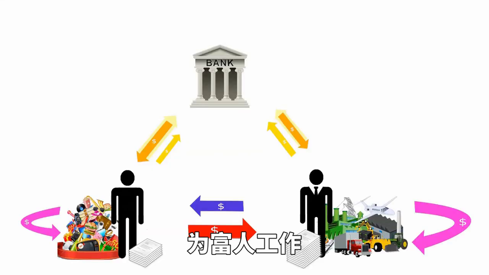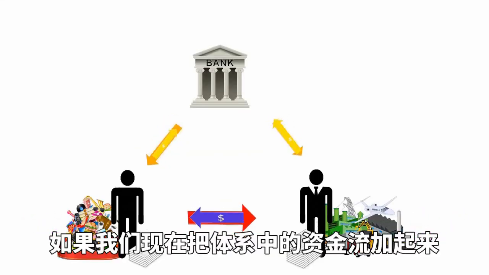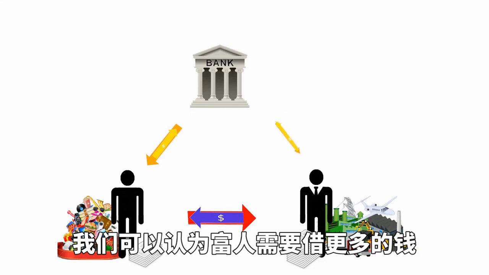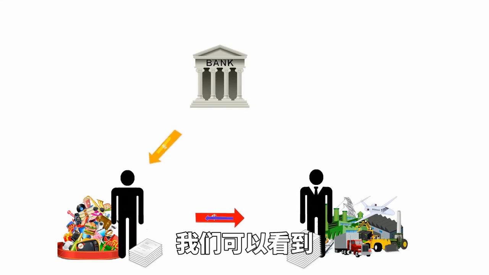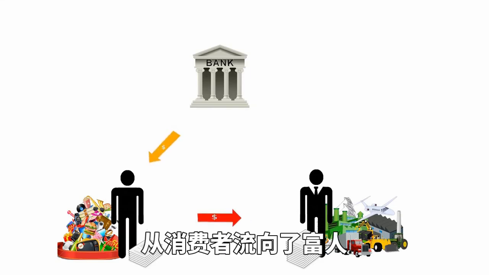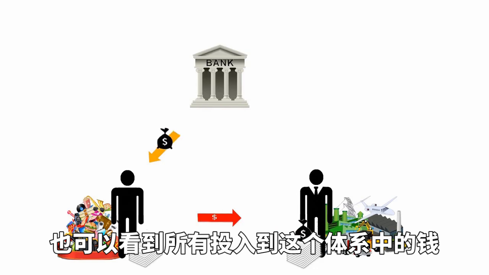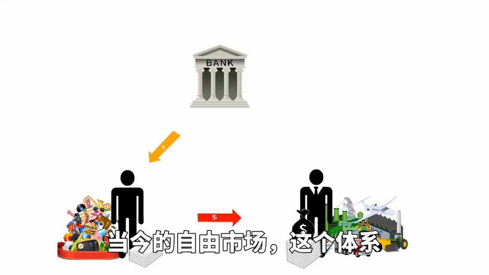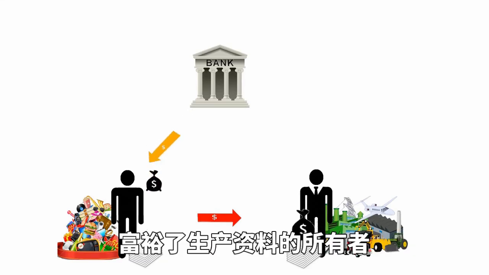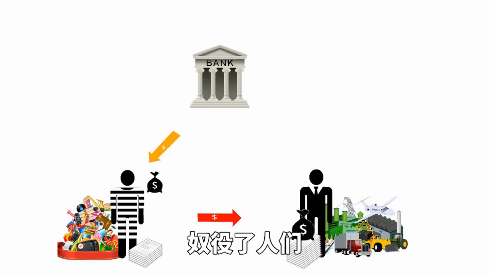If we now sum up the flows of money in the system, we can consider the rich don't need to borrow more money than they need to pay back their loans. And we can observe that the money flows from the consumers to the rich, and that all the money that is injected in the system through loans will end up in the pocket of the rich. The free market today is a system that enriches the owners of the means of production and enslaves the people through loans.